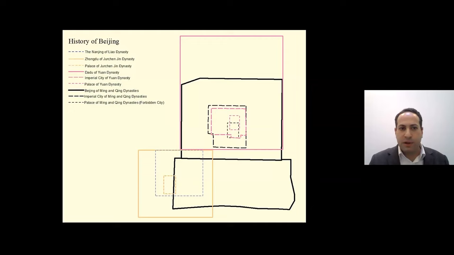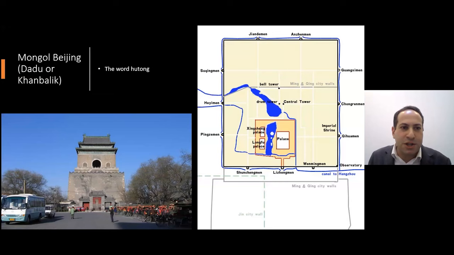The Mongols erupt into history and conquer the Jurchen and found another capital for the Yuan dynasty, Khanbaliq, or Dadu. And that is the pink line that you can see around here. And that's really the foundations of Beijing that we can kind of see today. And we're going to talk a little bit about that. And then when the Mongols are pushed out, the Ming build on top of those foundations, and the Qing carry it on. So there isn't much of the Mongol influence in Beijing, but there are a few bits.